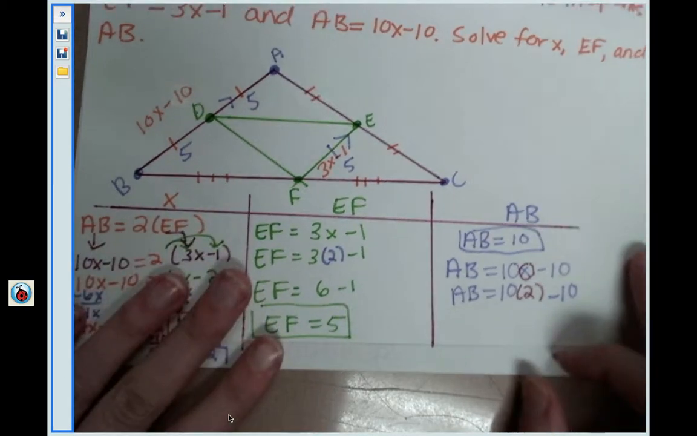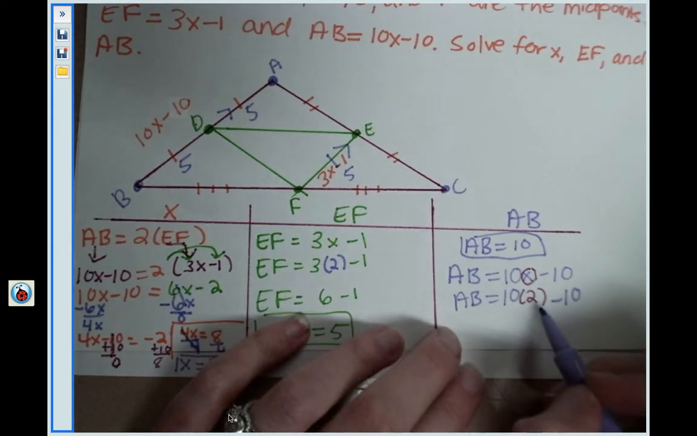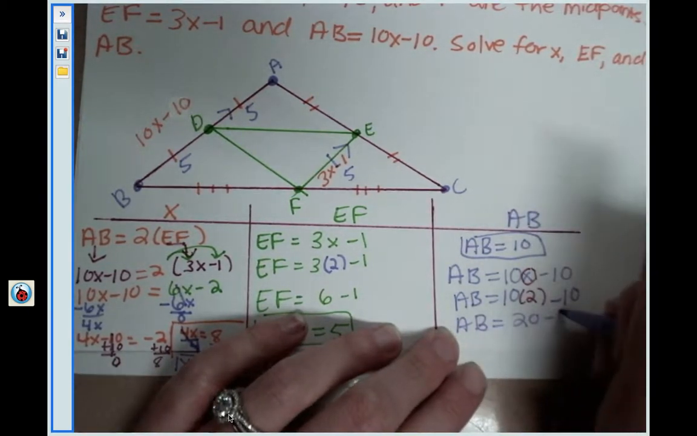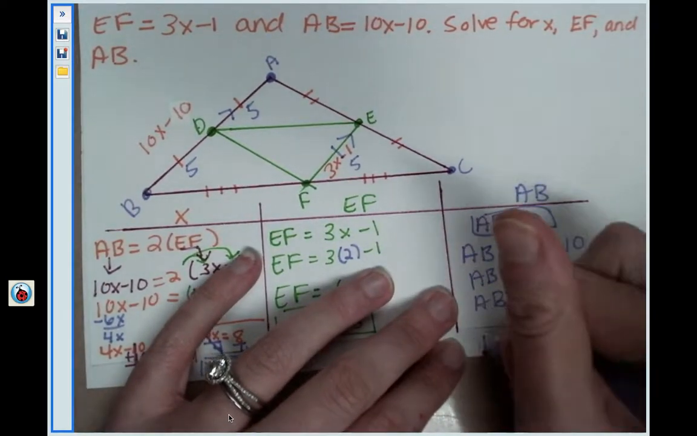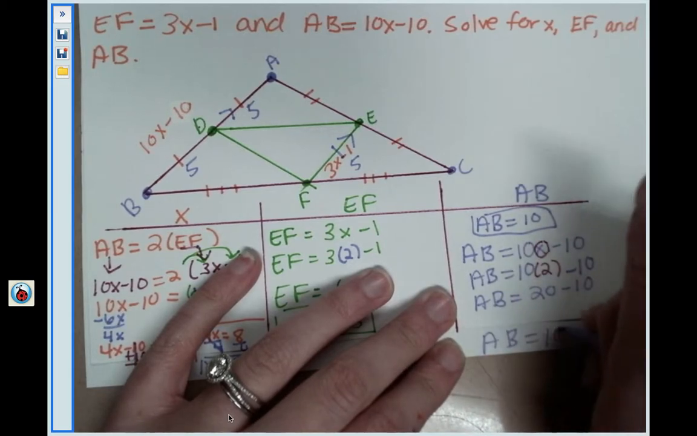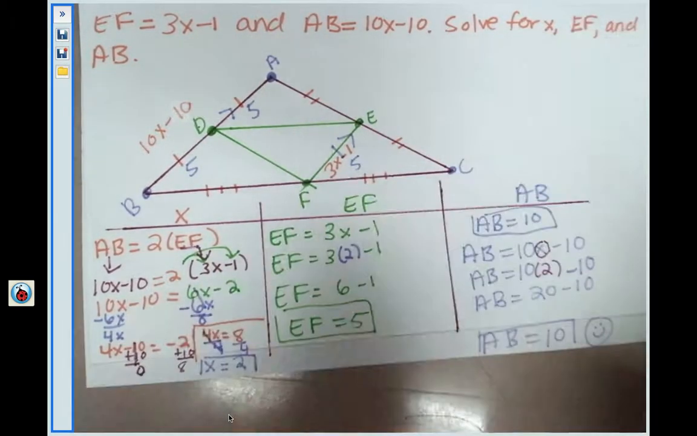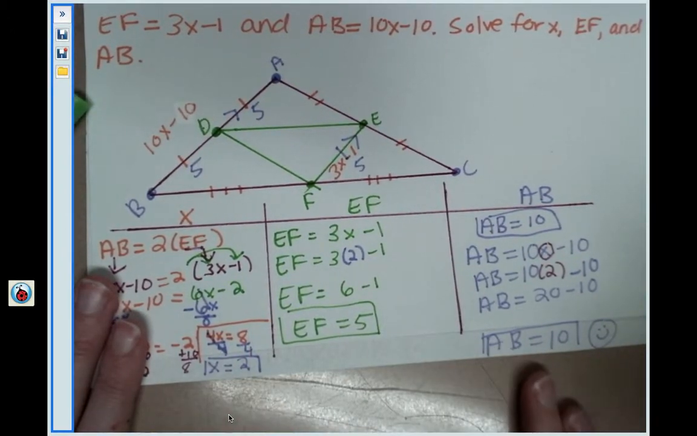All right, let's see if we can get 10. I'm anticipating the answer already. Let's see. I want to know if I get 10. So let's see here. What's 10 times 2? It is 20. I'm going to bring down my minus 10. And 20 minus 10 is 10. Yay! We're excited because it worked out. Yes. Awesome. Okay, so I now know x is 2, EF is 5, and AB is 10.